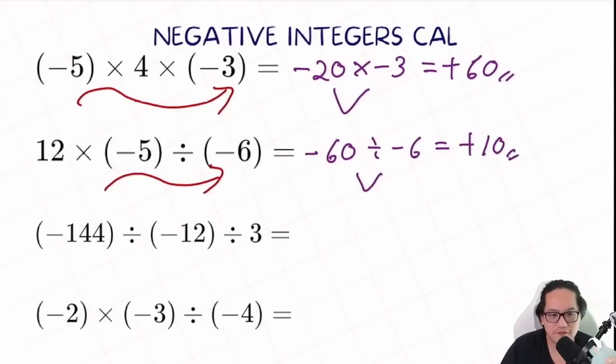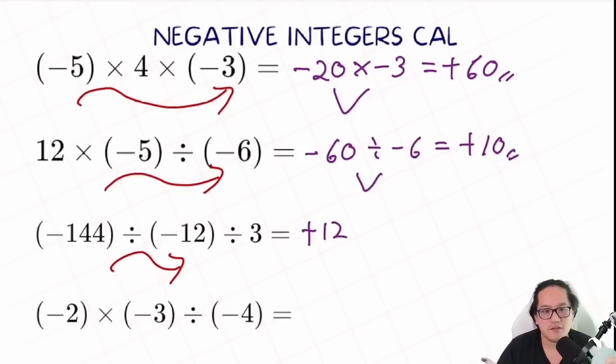Next one. Negative 144 divided by negative 12 divided by 3. Again, left to right, right? So the first one. Negative 144 divided by negative 12 is equal to what? Two negative numbers divided by each other equal a positive number. And then 144 divided by 12 is equal to 12. So we have a positive 12 divided by 3, positive. So we know that the answer is still going to be positive. So now the last step is just 12 divided by 3 equals 4.